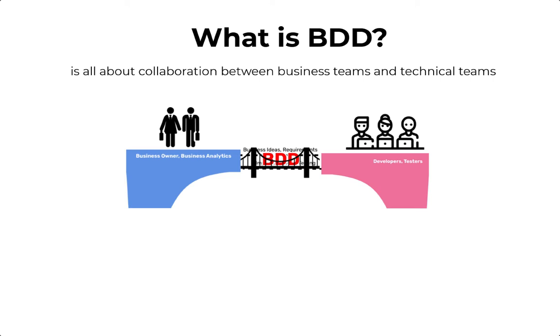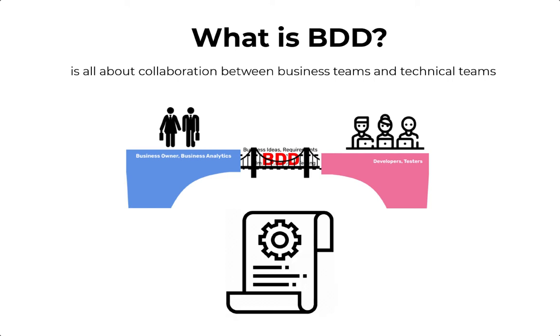Using a BDD process, we can build a common understanding between the teams on the behavior of the application. The BDD process generates common documentation that can be understood by all the teams and all the stakeholders. And this documentation serves as a single source of truth for all teams in the organization.